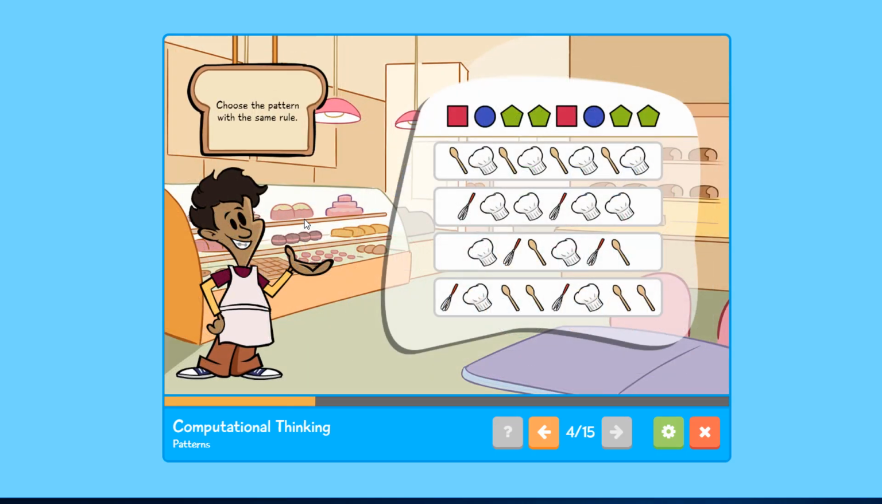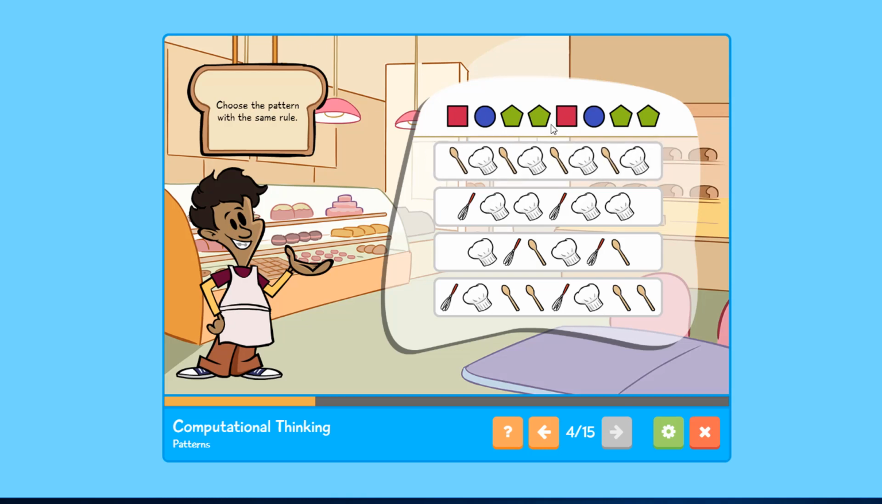Look at this pattern of different colors. Which one of these other patterns follows the same rule? Okay, so now we're trying to match the pattern. So we have to really look close. So it goes square, circle, pentagon, pentagon, square, circle, pentagon, pentagon. Or you can do A, B, C, C, A, B, C, C. So let's try that. So this would be A, B, A, B, A, B.